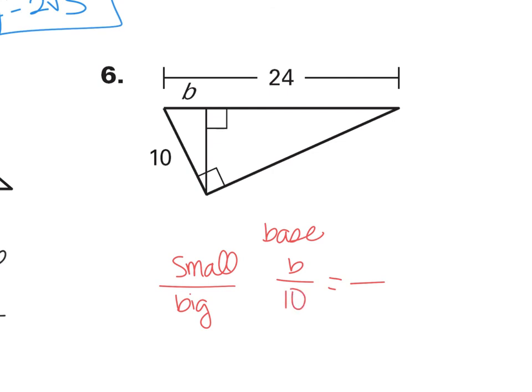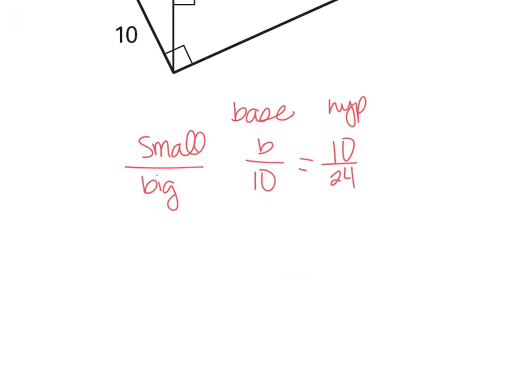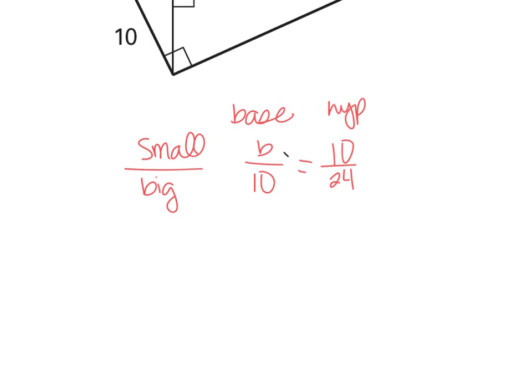All right, what other side do they give us on the small triangle? Well, they give us the hypotenuse. So the hypotenuse on the small triangle is 10. What's the hypotenuse on the big one? It is 24. So now let's do our cross product. So 10 times 10 is 100 equals 24b. Go ahead and divide both sides by 24.